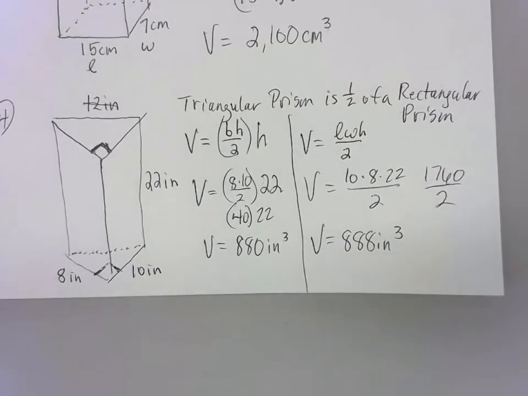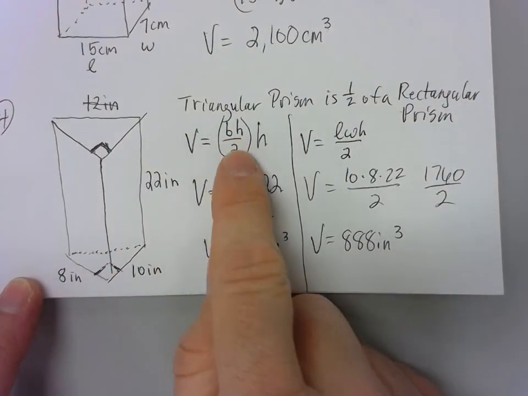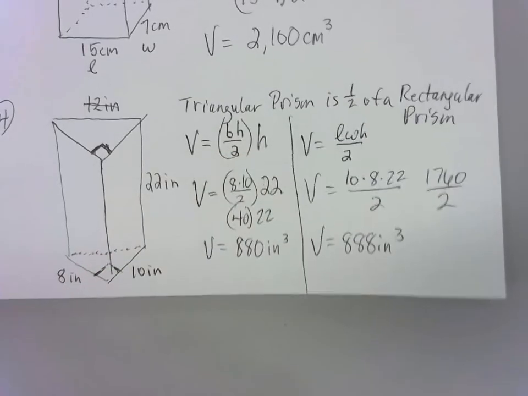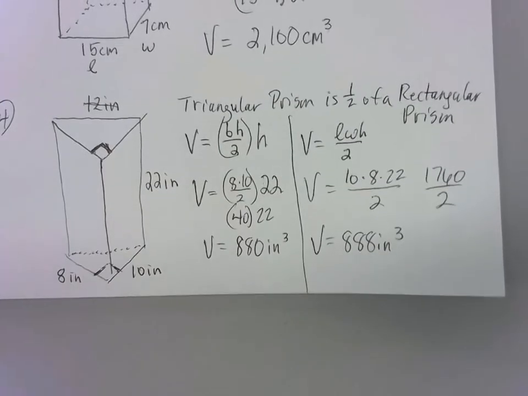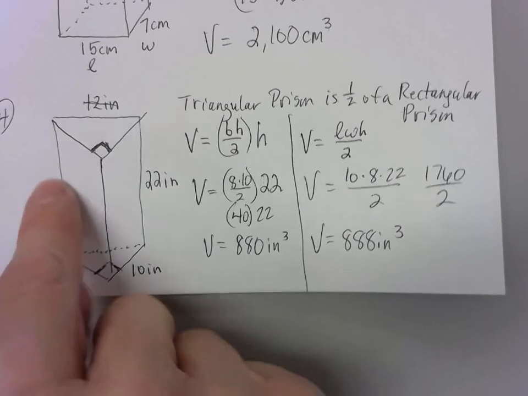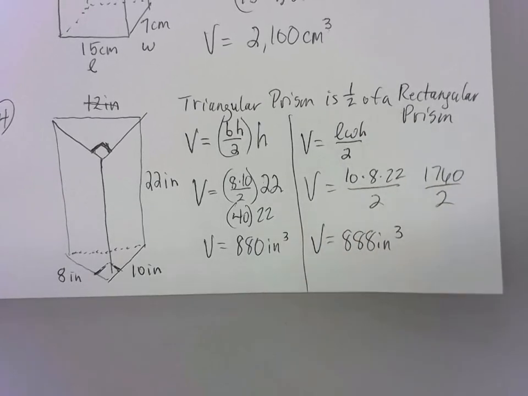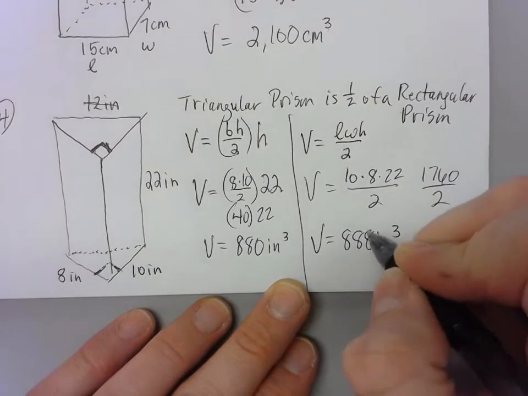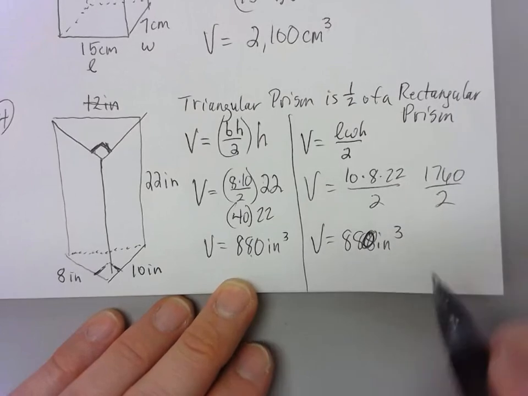Okay? So either of those ways is fine. You can find the area of the triangle by doing base times height and dividing it by 2. And then when you find the area of the triangle, multiply it by the height of the whole prism. Or you can just do, like you did on the previous problem, length times width times height. And then since it's half of a rectangular prism, you just take that answer like we did here and divide it by 2. And I think I wrote that wrong, didn't I? That's supposed to be a 0. Okay. So 880 there, 880 there.